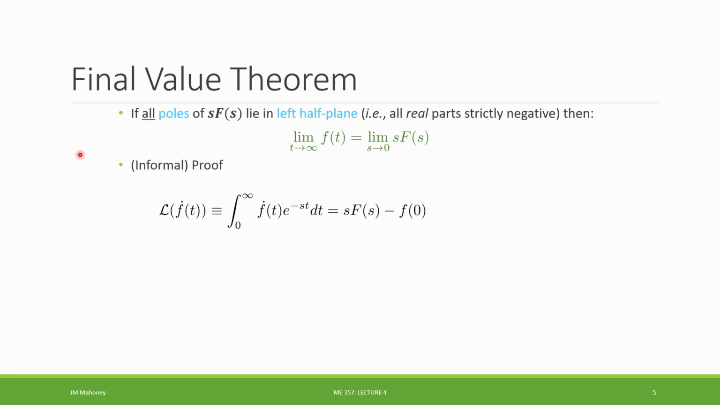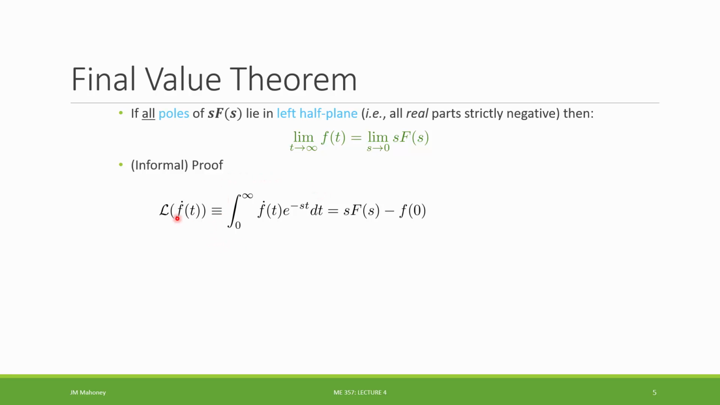So if I take my f dot of t, that is just the time derivative of some function f. If I take the Laplace transform of it, I have two definitions. I have that strict calculus definition that we started with when talking about Laplace transforms. So this is the actual definition of a Laplace transform.